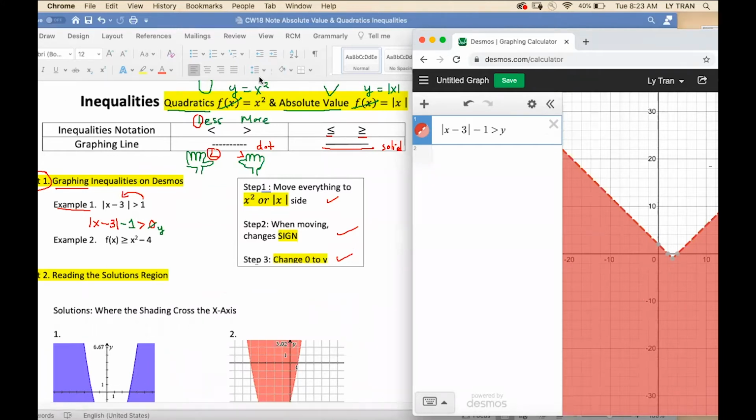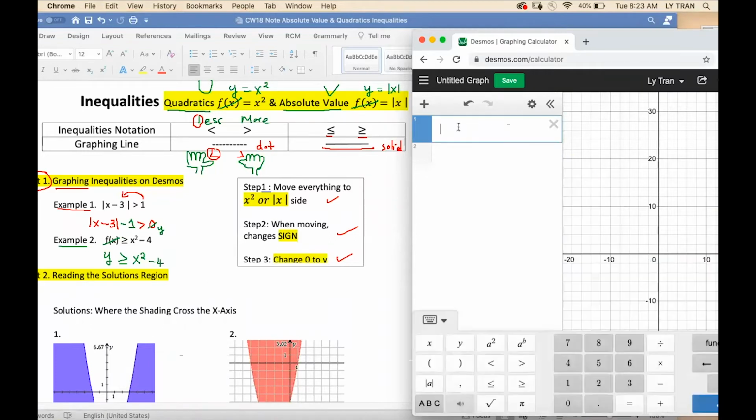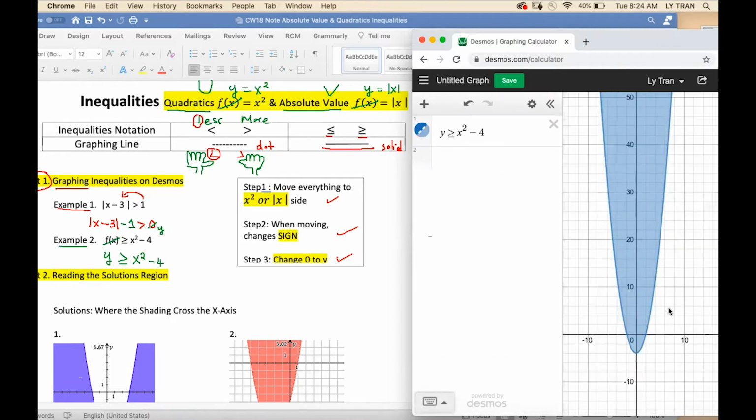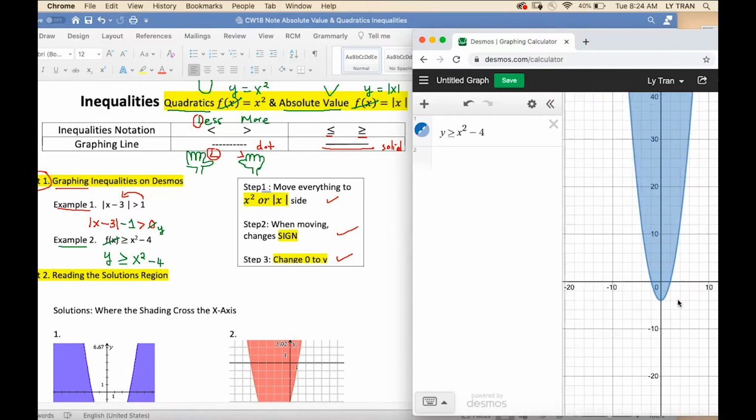Let's go ahead and take a look at the next example, example number 2. f of x greater than or equal to x squared minus 4. If I see f of x, I'm just going to change it to y, but we already know that. Everything else looks good. Everything is already on one side. We don't have to move y over. It's good like that. So we just go ahead and graph it. Here we go. I have y greater than or equal to, and what we're going to see is a solid line this time. It's going to be x squared minus 4. And we got that, wonderful. And this is a solid line. So that's how you graph inequality on Desmos.